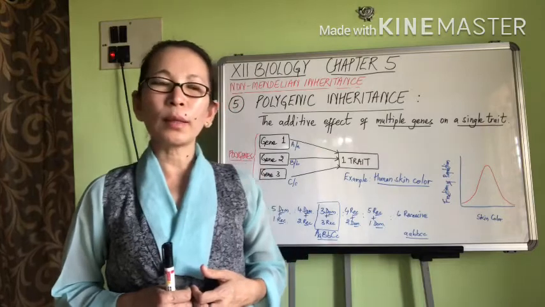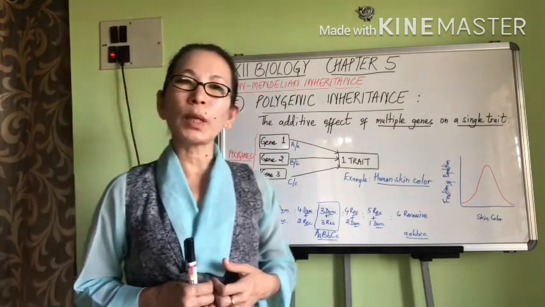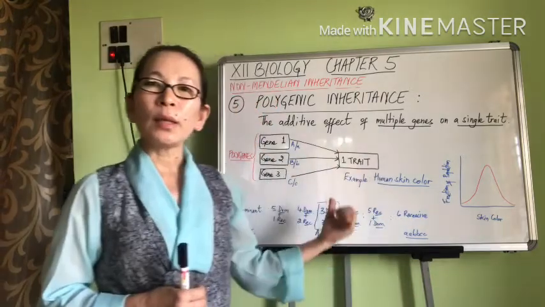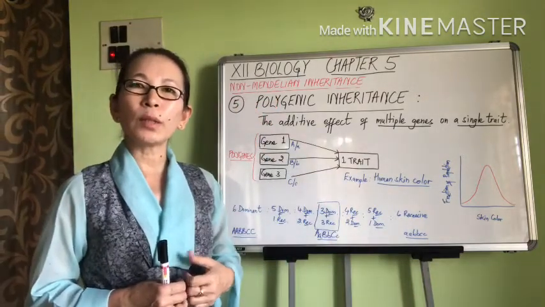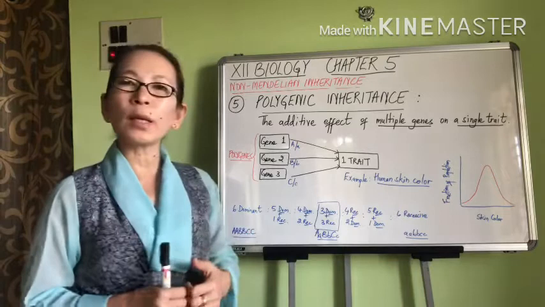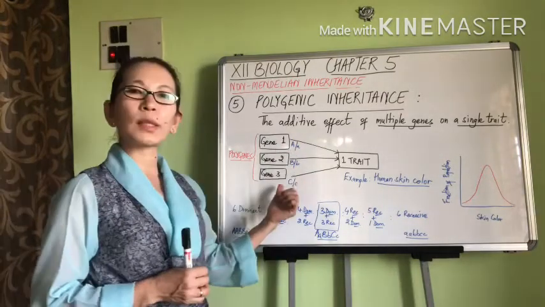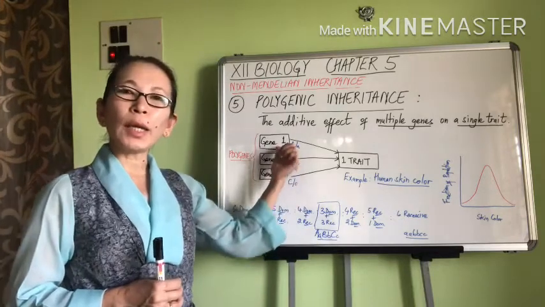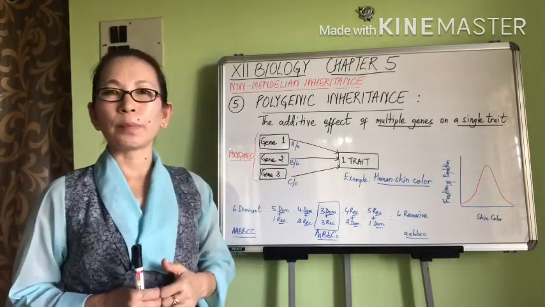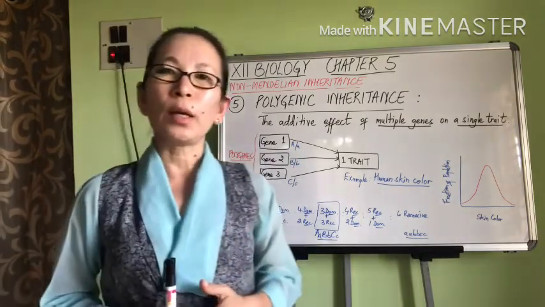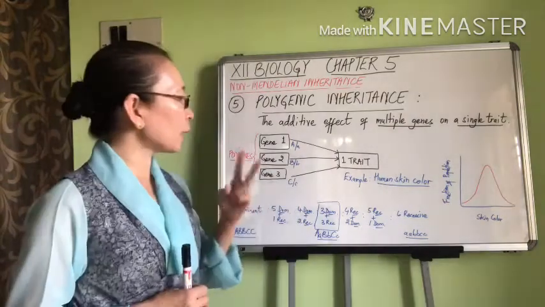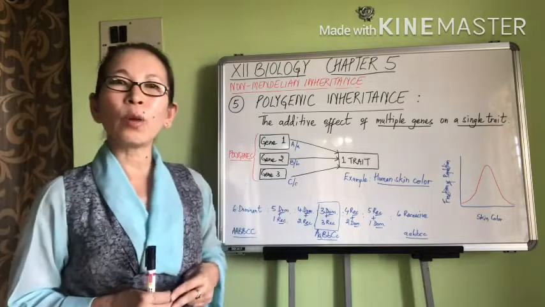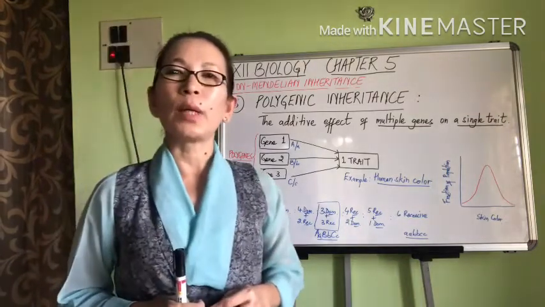Okay, so skin color is normally considered to be controlled by 4 or possibly more genes. But in this example, we are going to assume skin color is controlled by 3 different genes. The hypothetical genes are gene A, gene B, and gene C. Each of these 3 genes exists in 2 allelic forms: a capital dominant allelic form and a small recessive allelic form.